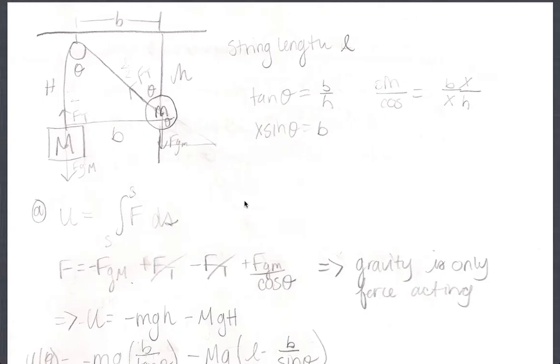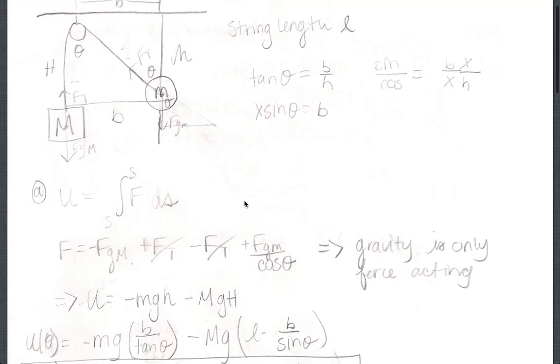So, to find the potential energy for this whole system, the potential energy is defined as the integral of the force, and in this case we're using curvilinear motion, so it should be just the force along this system rather than in both the x and y directions.